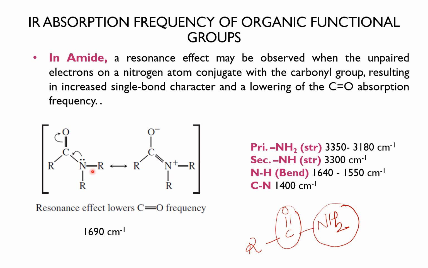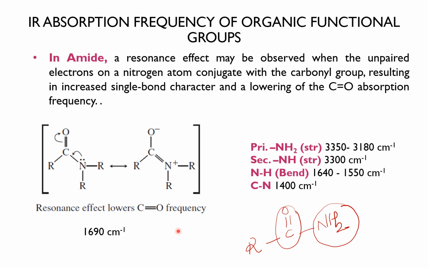So when we are talking about amide functional group, it is having lower frequency value for carbonyl, which is 1690 centimeter inverse as compared to any other carbonyl compound. Here the lone pair of electron present on nitrogen atom is in conjugation with the carbonyl group, which leads to increase in single bond character. And due to increase in single bond character, carbonyl absorption frequency declines to 1690 centimeter inverse.